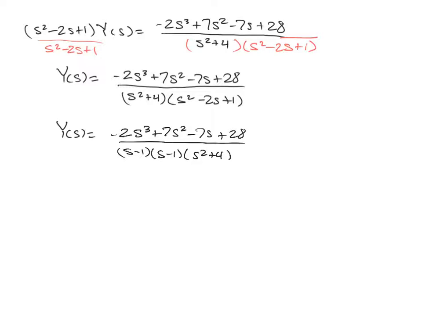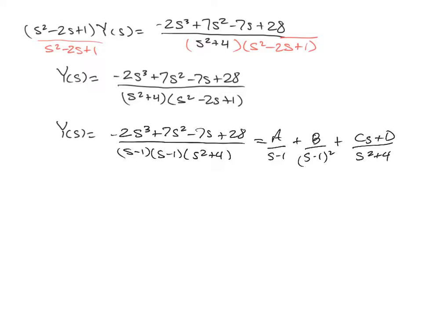So now we have to use partial fractions to break this up. And because we have a repeated linear factor, we're going to have an A over s minus 1, and now a B over s minus 1 squared, and then a Cs plus D over s squared plus 4 for that quadratic factor.